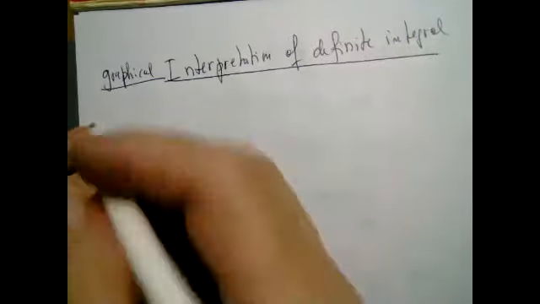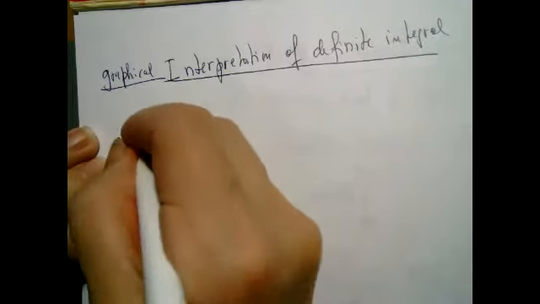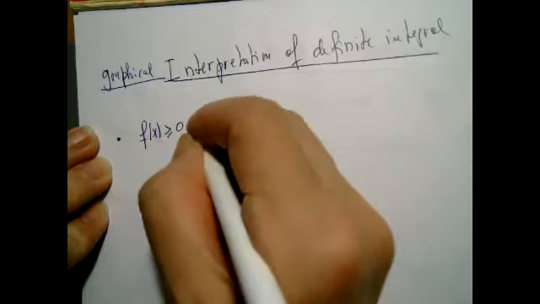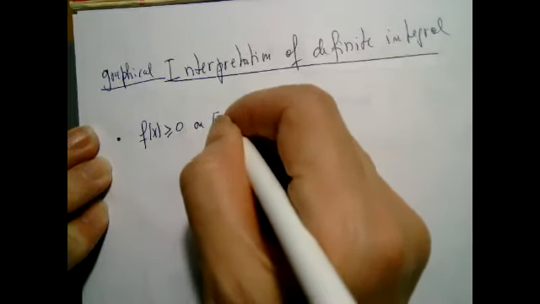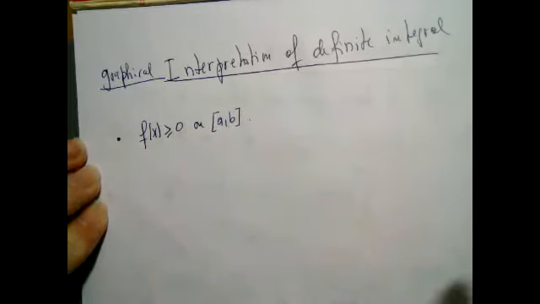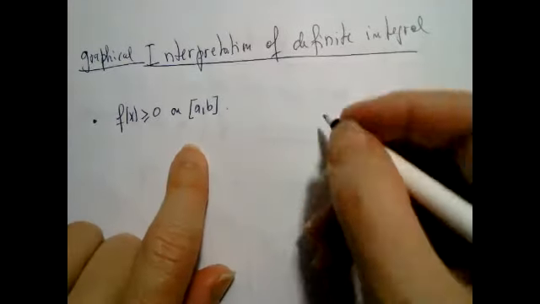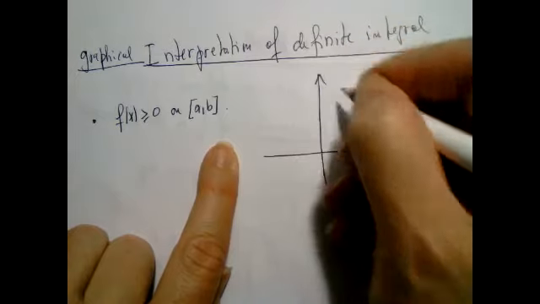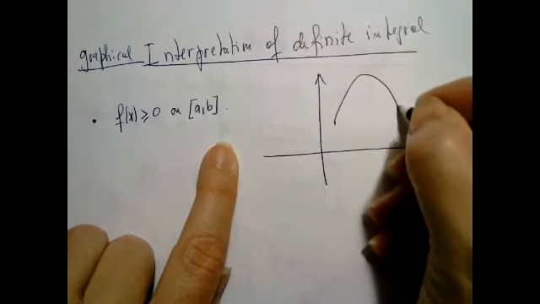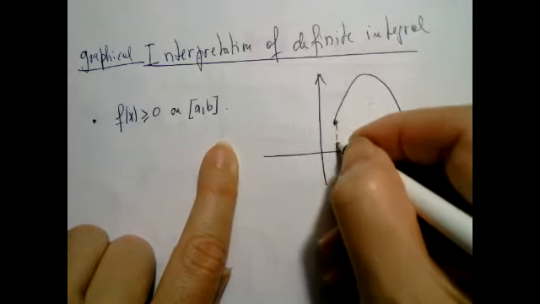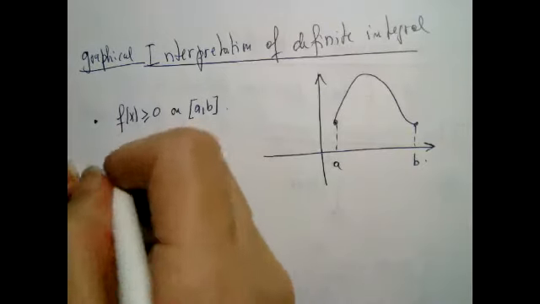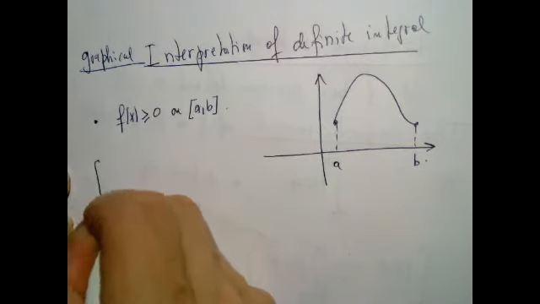I'm going to split my problem into two cases. Suppose f of x is positive on the interval AB. Okay, I'm going to split it into two cases because they are important. It means, suppose my function takes only positive values. So I am in this situation. Only positive. Then the definite integral.